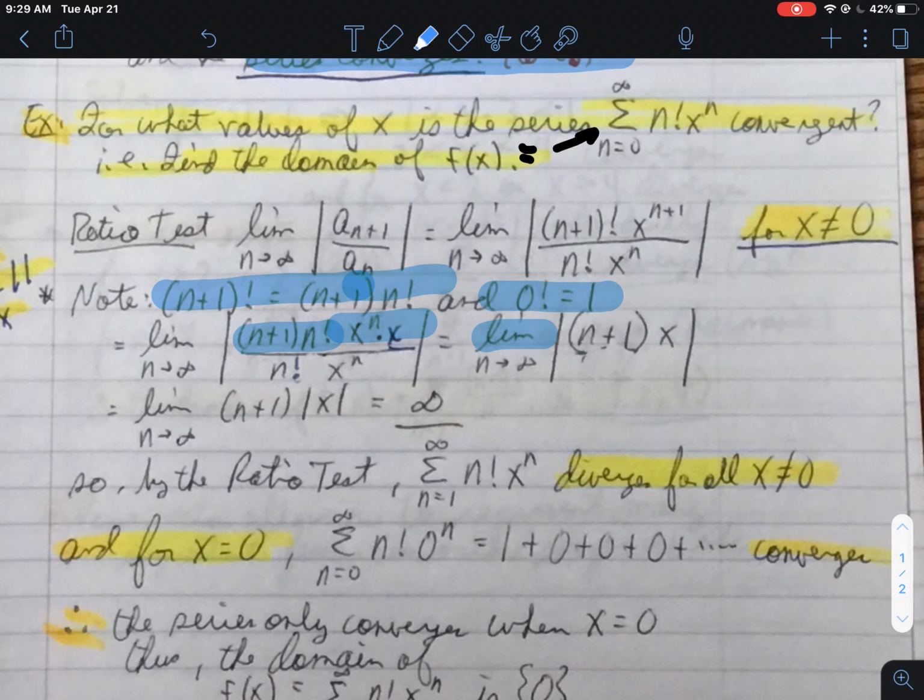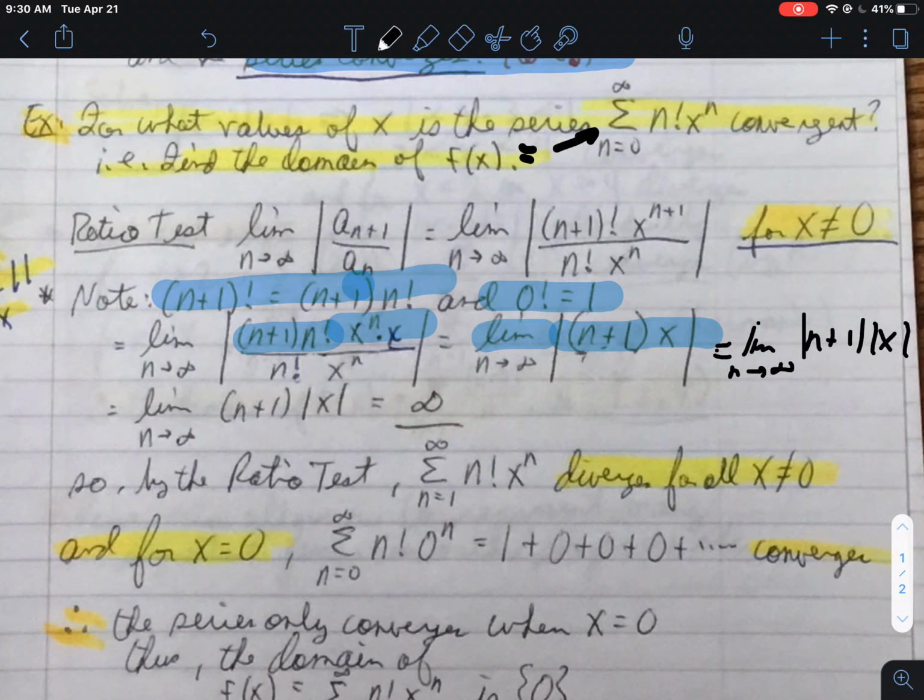Now again, I'm keeping the absolute value because of the x. One of our basic properties of absolute value, so maybe again a quick review: the absolute value of a product is equivalent to the product of their absolute values. So in other words, the absolute value of n plus 1 times x, I'll go ahead and include my limit statement here, can be written as the absolute value of n plus 1 times the absolute value of x. So the absolute value of a product is equal to the product of the absolute values.